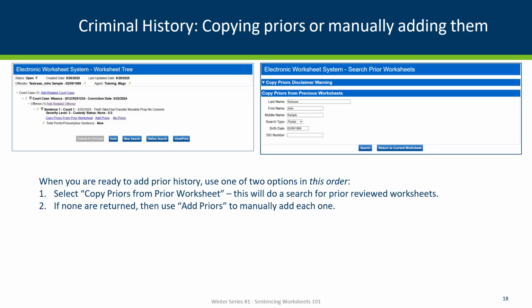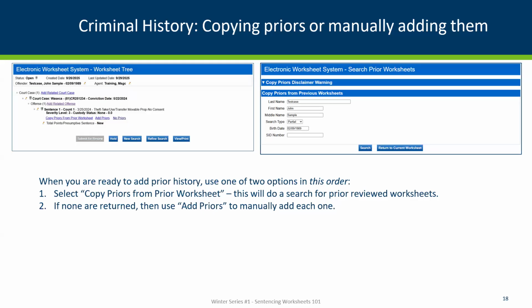Two options that you have, and I highly suggest you use the first one always, and that's copy priors from prior worksheets. Even if they don't have one in there, it's the best thing to do, because once you start trying to add priors manually, you lose that option. And you will be able to copy priors from prior worksheets all the way back to 2000 when this system went online, when worksheets went online. So they're all in there available for you to pull in if they're necessary.